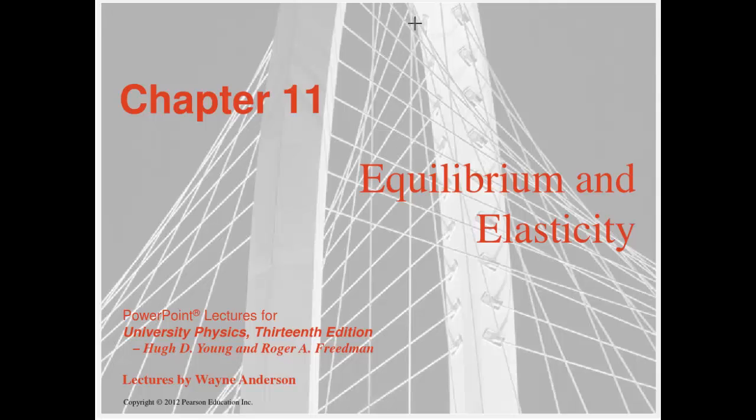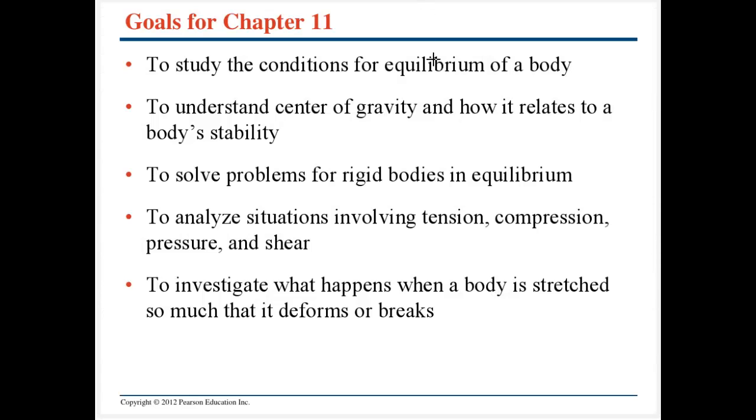Chapter 11 is going to cover equilibrium and elasticity, which should be of particular interest to engineering-minded folks. What we're going to do is talk about what conditions need to be met for a body in equilibrium. I'll mention very briefly the center of gravity and how it relates to stability. Very important, we'll be looking at solving rigid body problems in equilibrium, and then we'll change gears a little bit and talk about extending Hooke's law to rigid bodies. So we'll talk about tension, compression, and pressure, and see what happens when a body is stretched past its breaking point.